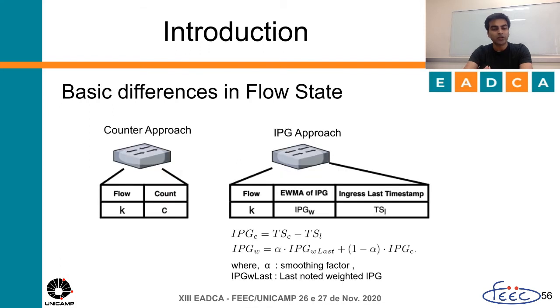The given figure shows the difference in maintaining the flow state. For the counter-based approach, we use flow ID and counters, while in our proposed approach, we maintain flow ID, exponential moving average, and last timestamp. For the exponential moving average, we use the standard formula as given here.